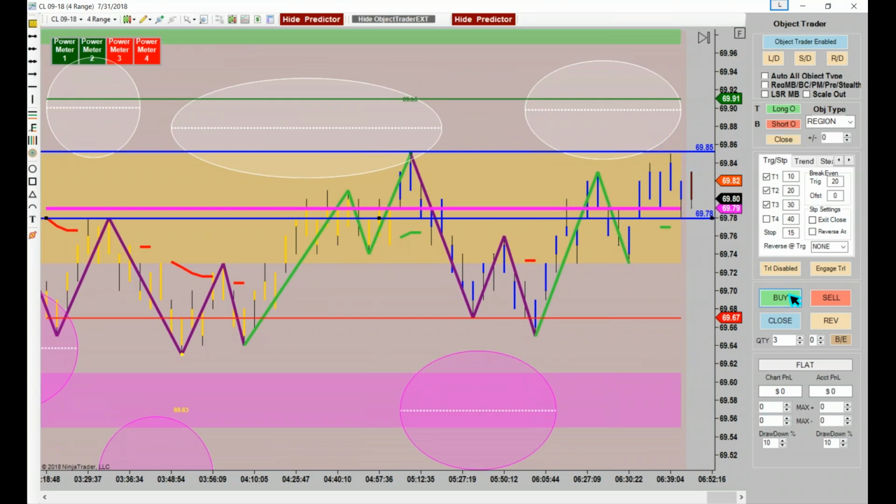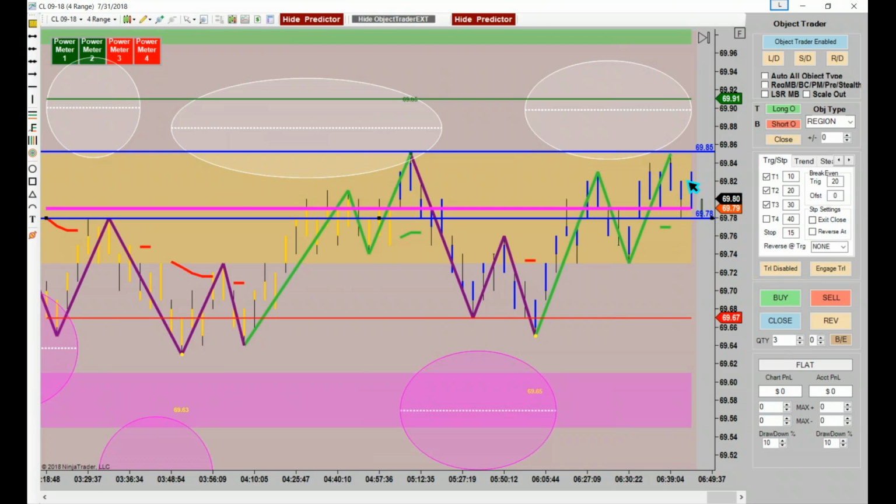Let's see if we can get something. Still kissing support. If it breaks it, I'll take it. May go a little higher. That's a white predictor. 4 colors. That's correct. See if we can get something. See how it's holding support.